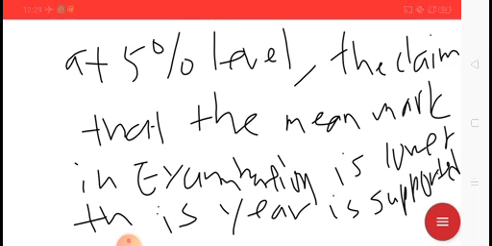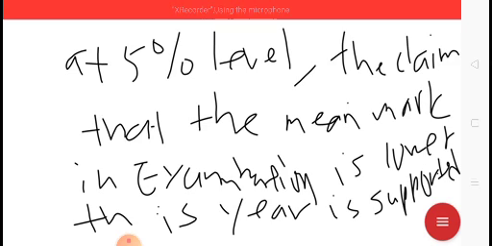Okay, you can say at 5% level, the claims that the mean mark in the examination is lower this year is supported. Okay, is supported, right? So you may have a different conclusion, but it must have the same meaning also. So the simple way will be to say the claim is supported. Okay, right? So this is for question 1.